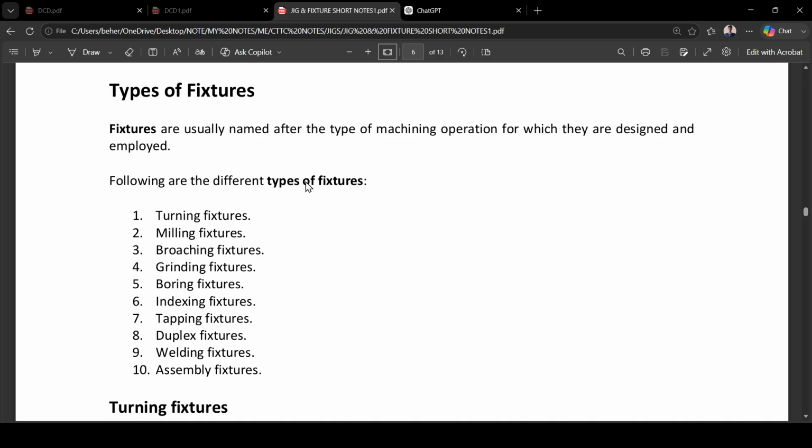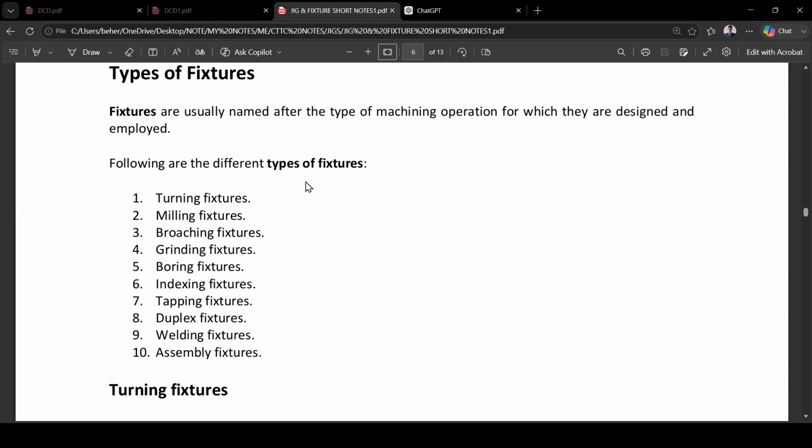Fixtures are usually named after the types of machining operation for which they are designed or employed. The following different types of fixtures are there: turning fixture, milling fixture, broaching fixture, grinding fixture, boring fixture, indexing fixture, tapping fixture, duplex fixture, welding fixture, assembly fixture.